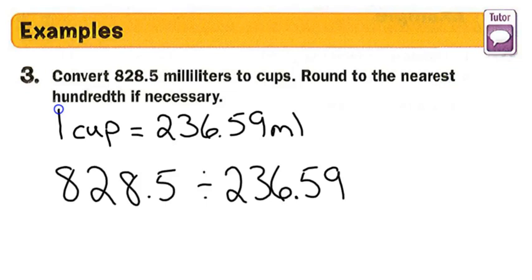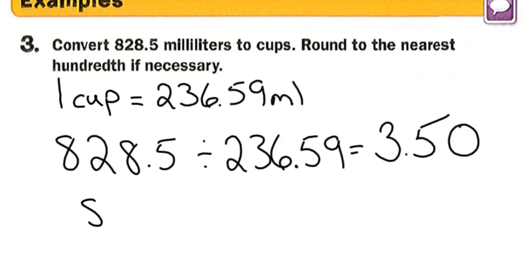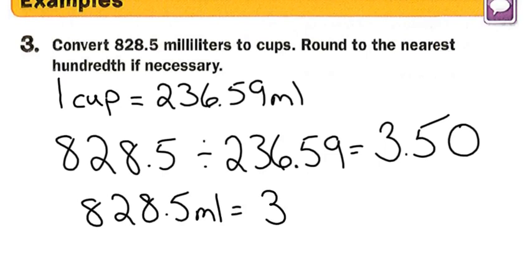So how many of those are in that 828.5? So I go ahead and I divide all those out, and I get about 3.50-ish, about. So that tells me that 828.5 milliliters is equal to about 3.5 cups.